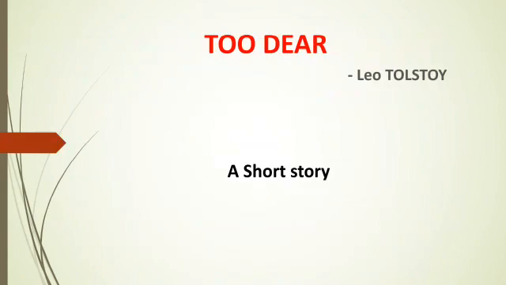The word dear has two meanings. One, intimate, close. Say for example, he is a dear friend of mine. Here, the word dear means close, dear friend, intimate friend. But here, Too Dear means too costly. Here, the word dear means costly. You have to read the short story to actually know what is costly and why it is so costly.